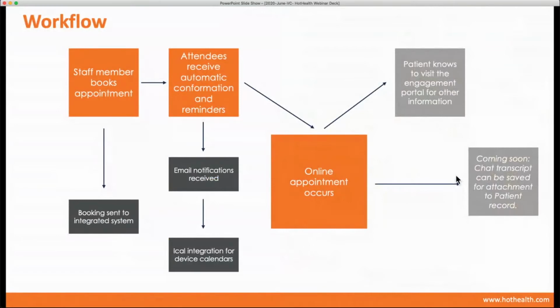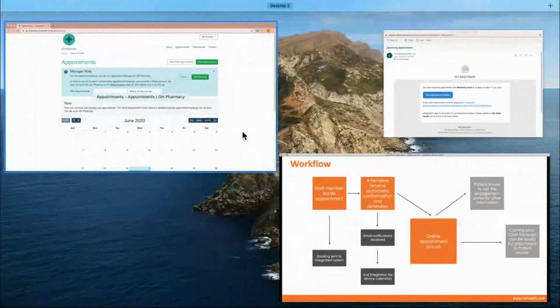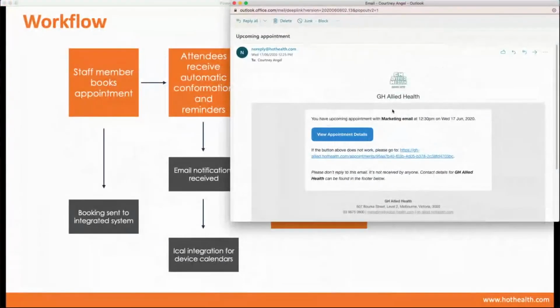So before I jump in to show you the actual platform and how you'd have the call, I'm going to be going through this workflow. So the staff member books the appointment. So I'll be able to show you where you can have the other participants invited. The attendees receive automatic confirmation and reminders, and then the online appointment occurs. So I'm just going to jump into HotHealth now. So you can see here that email reminders are sent out, and you can actually just click on this button to go directly to the appointment details page.